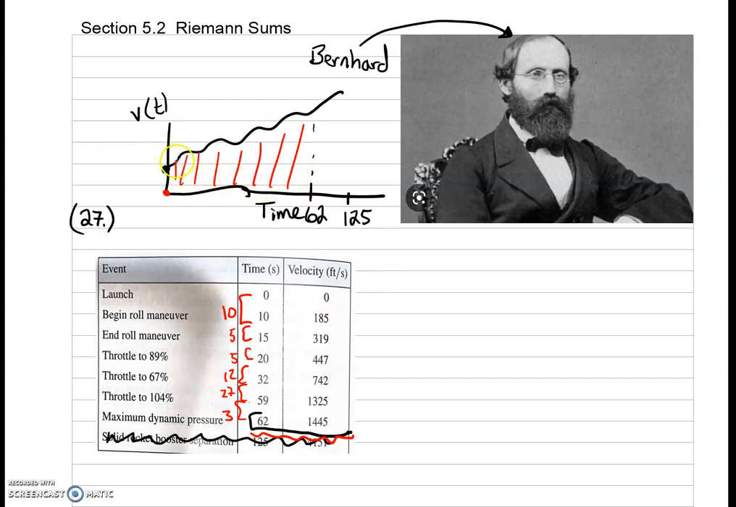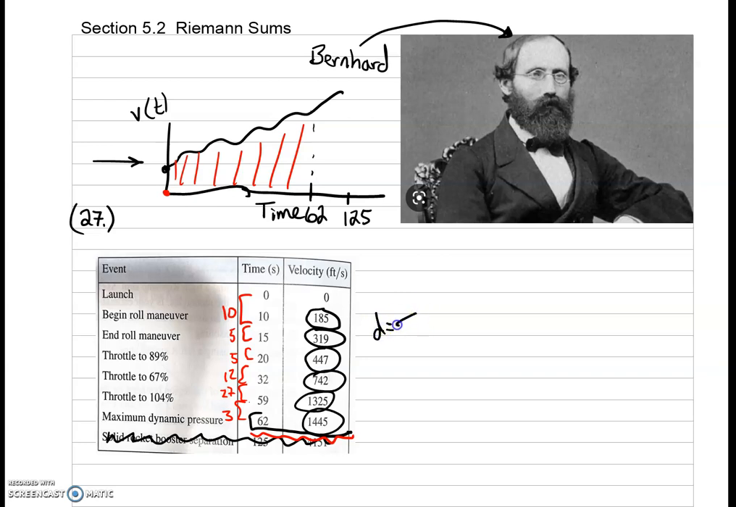Notice you are actually estimating the area underneath a velocity versus time graph like I drew up here, under the watchful eye of Bernhard Riemann. Don't worry, buddy, we'll make you proud. So for these first 62 seconds, we want to estimate this area underneath the curve. So what we are going to do is use the right endpoints. We are going to exclude the leftmost endpoint and only use the right endpoints to make our approximation.